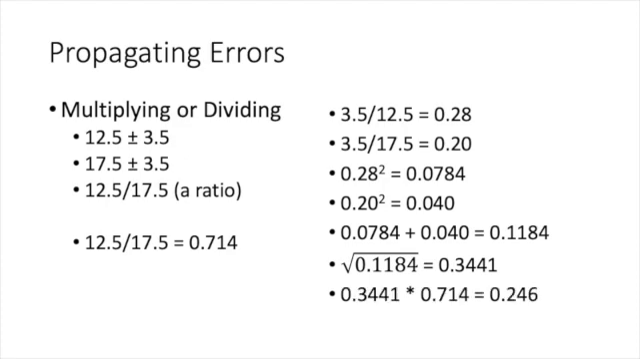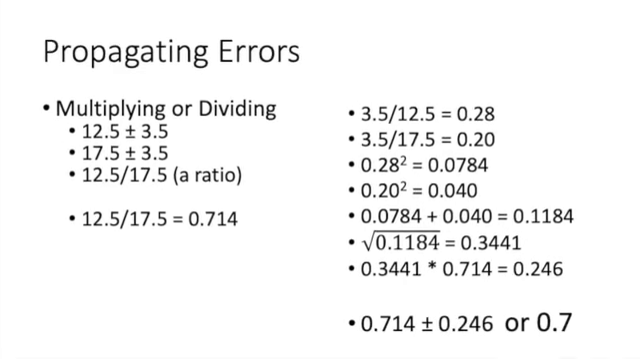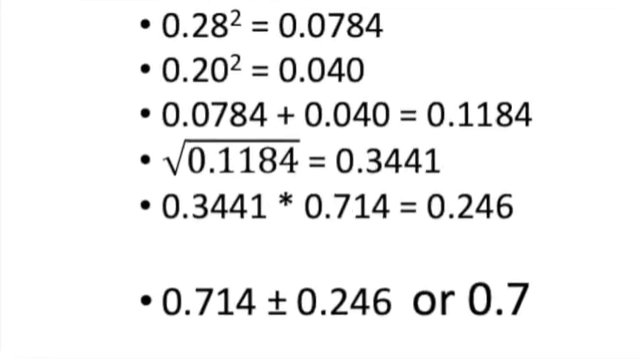Finally, we multiply this result by the ratio that we determined on the left side of the slide. We can now report our ratio as 0.714 plus or minus 0.246. Alternatively, since none of the digits are certain, we could round off our ratio to 0.7.